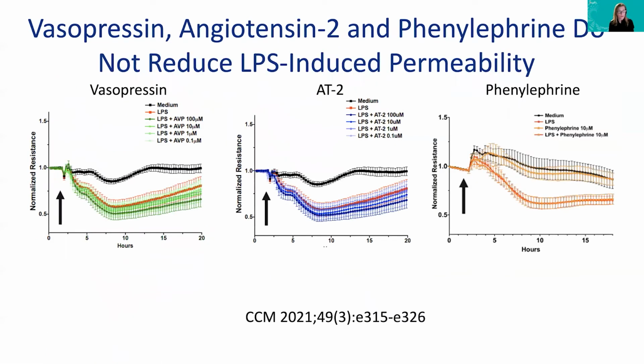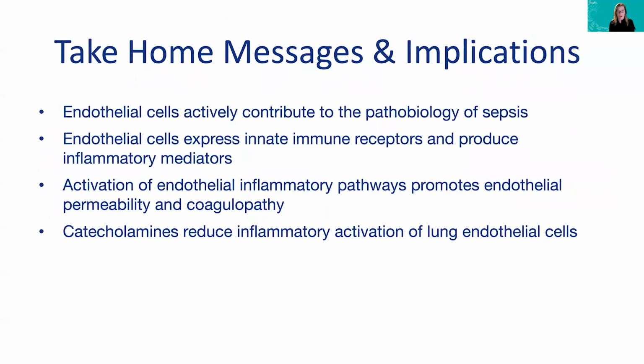Notably, vasopressin, angiotensin II, and phenylephrine did not reduce LPS-induced permeability. So I hope that I've convinced you that endothelial cells have multiple roles in healthy and pathologic responses to sepsis. They express innate immune receptors and produce multiple inflammatory mediators. Their activation by inflammatory agonists promotes vascular leak and coagulopathy.